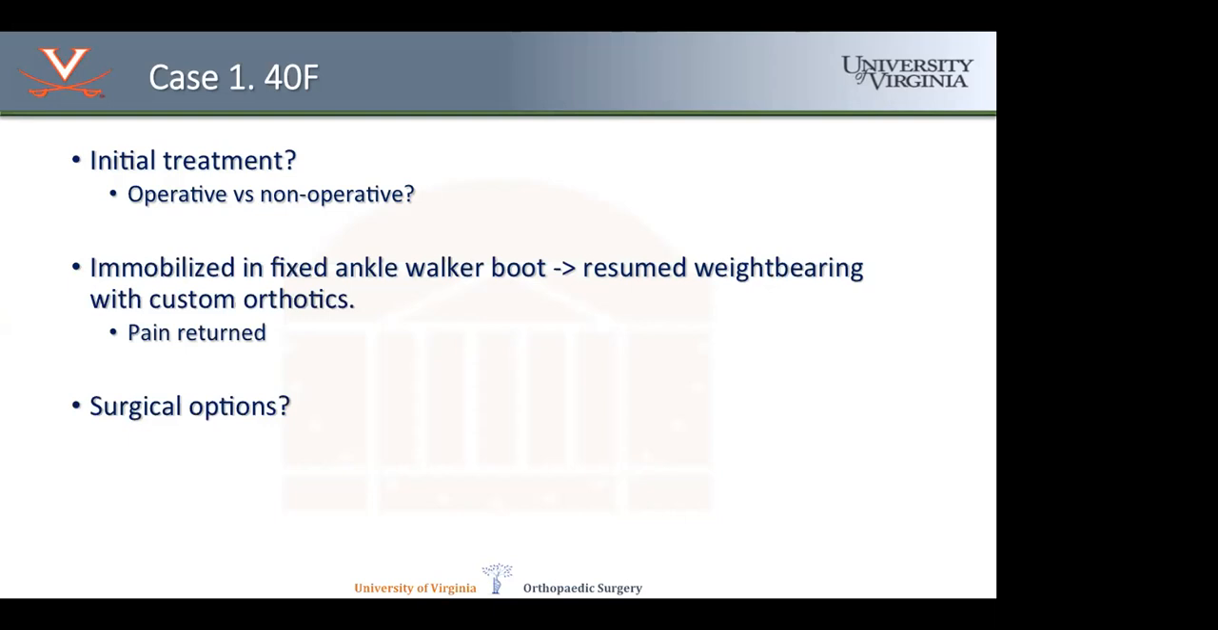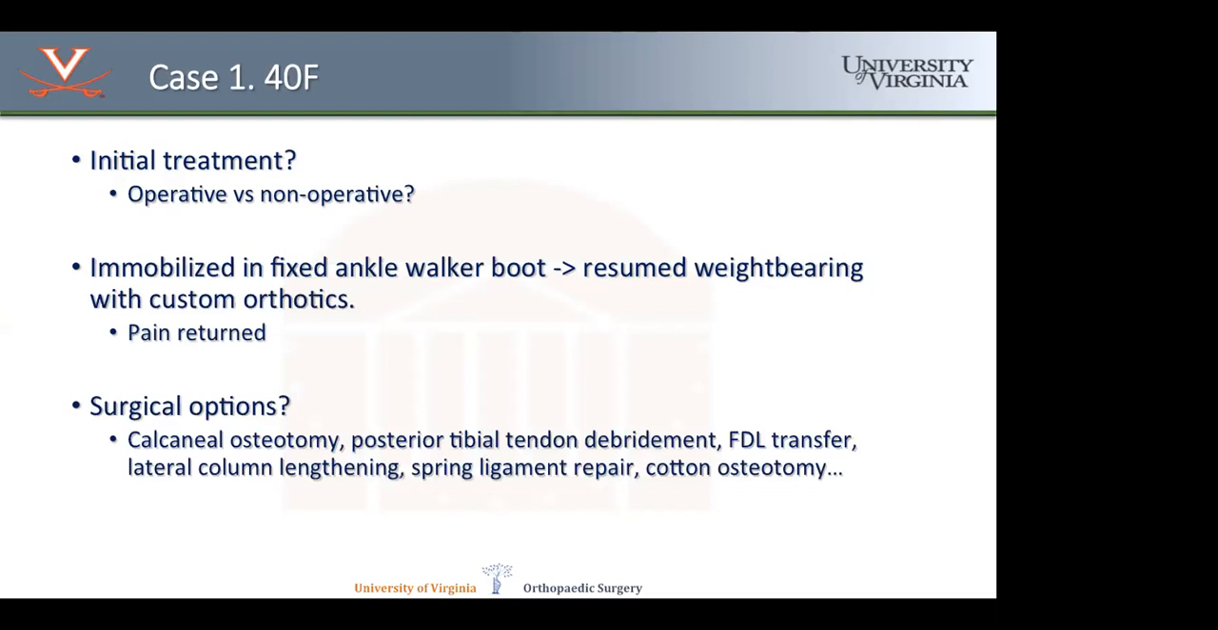Dr. Perumal talked about some surgical options. Again, we have a whole toolkit of things we know how to do. We know how to do calcaneal osteotomies. We can debride the tendon. If the tendon's weak, we can consider transferring something like the FDL. Lateral column lengthening will help with talonavicular coverage.